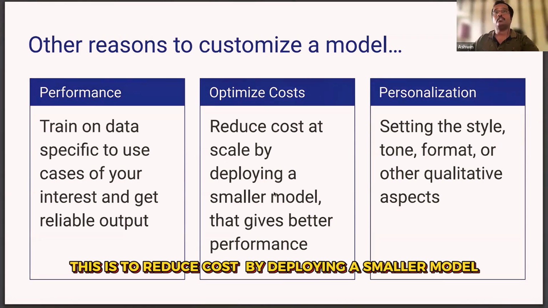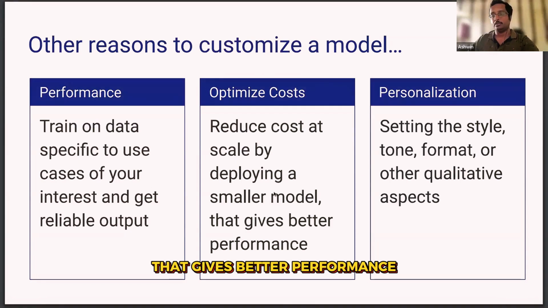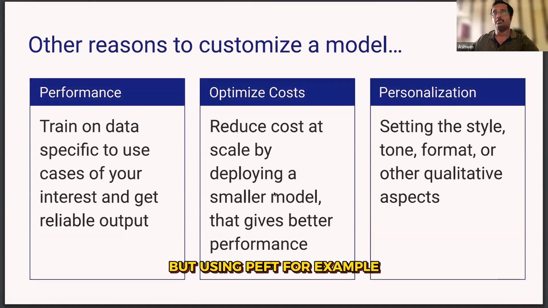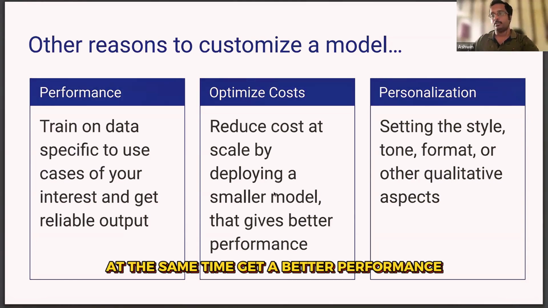This is to reduce costs by deploying a smaller model that gives better performance. So in the later slide, I'll show you the different scales of fine-tuning, but using PEFT, for example, by training a few parameters of a model, we are able to spend less, at the same time get a better performance out of the model that we are looking for.